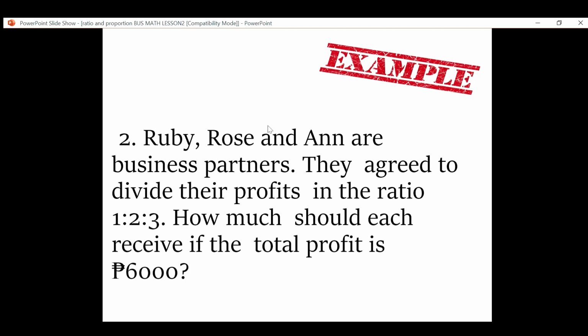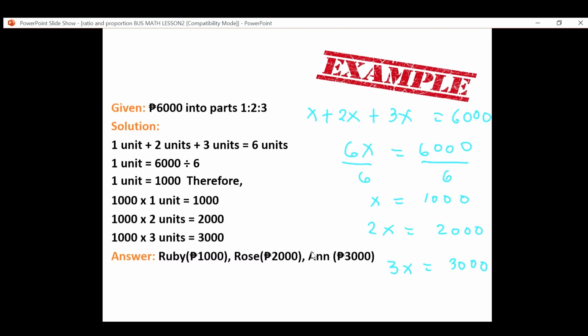Okay, another one. Ruby, Rose, and Anne are business partners. They agreed to divide their profits into the ratio 1:2:3. How much should each receive if the total profit is 6,000? So here is the solution. Let x be the common factor. So x plus 2x plus 3x equals the total part, which is 6,000. And then add this side. So x plus 2x plus 3x is 6x. And then divide both sides by 6. So the answer is 1,000.